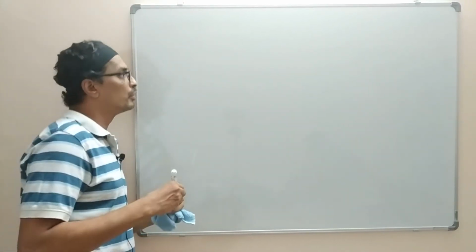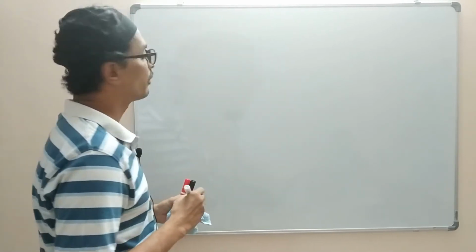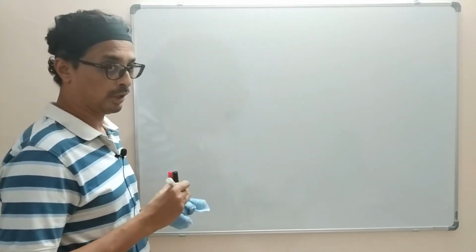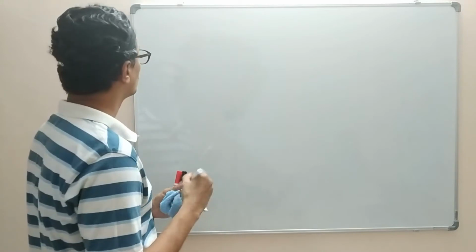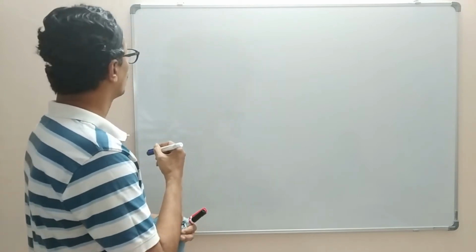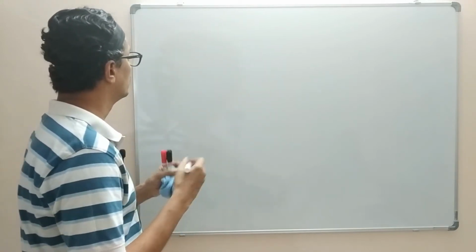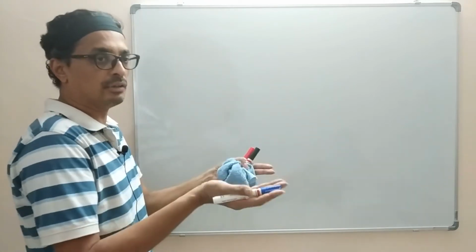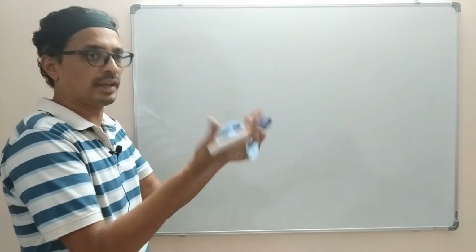Okay, so now we will see the trigonometric ratios of compound angles. That is the third chapter. So what do we mean by compound angle? Compound means any angle which is added or subtracted, if you have two different angles.